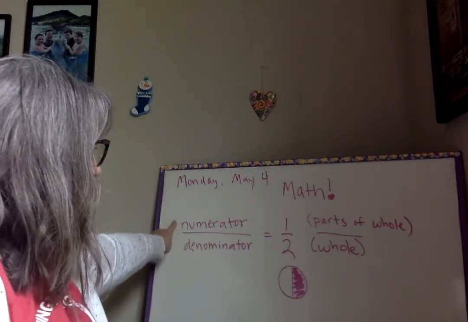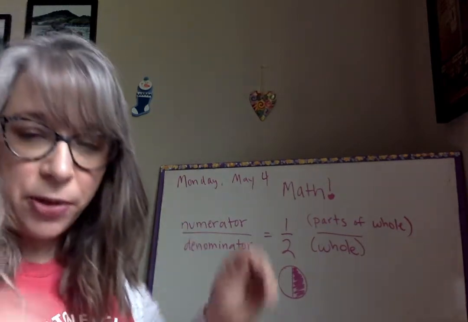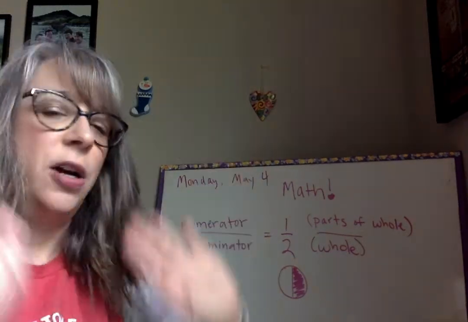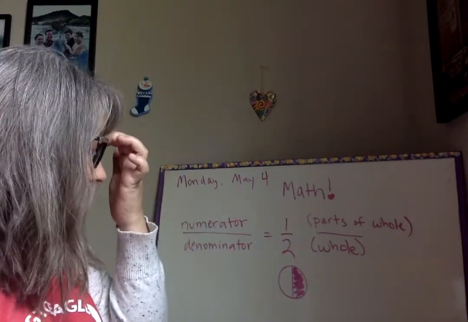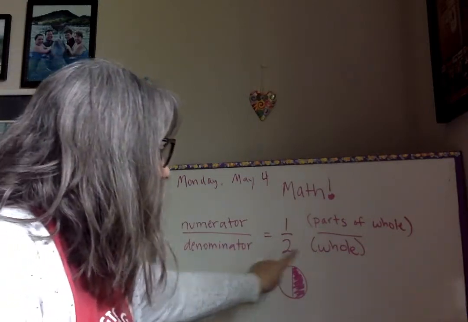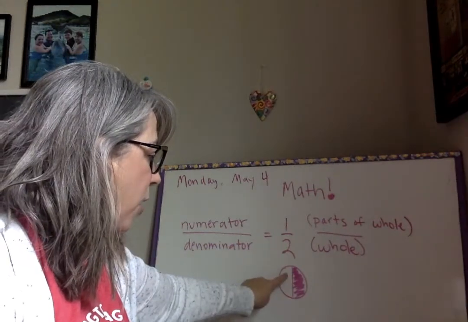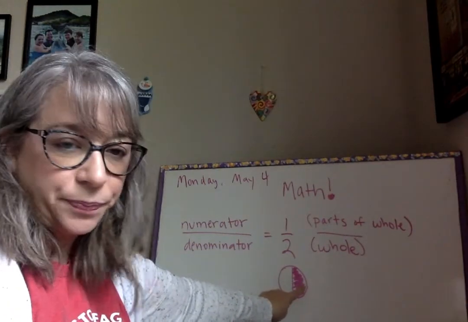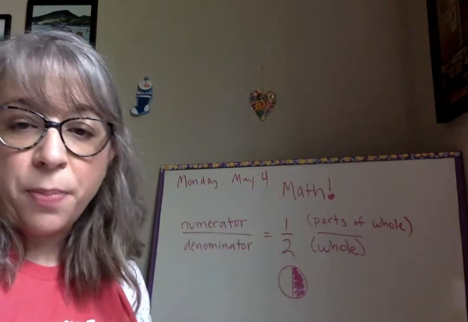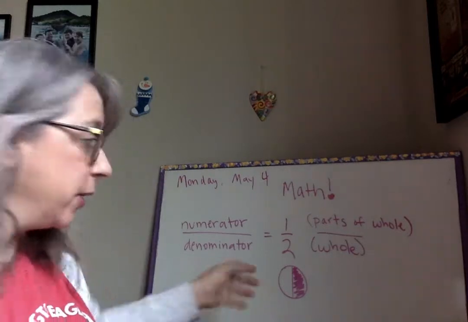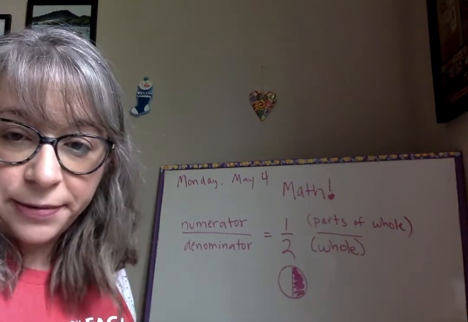We have our numerator, which is our top number, and our denominator, which is the bottom number. Remember, the denominator has to be super strong. It has to hold up the numerator. The denominator is the whole. That is our whole part. So here, our whole part is 1, 2. There are 2 parts to this whole. But now we want to know how many parts of that whole are shaded. Well, there's 1 part of the whole that is shaded. So this equals 1/2.